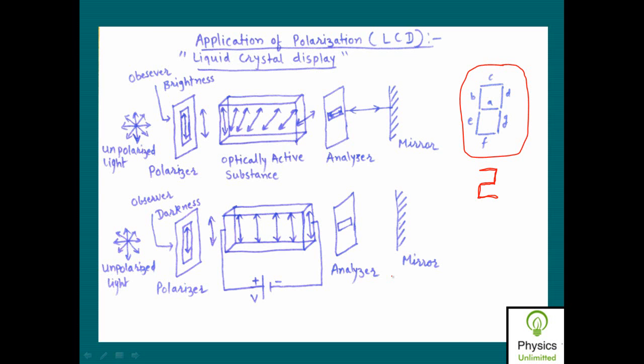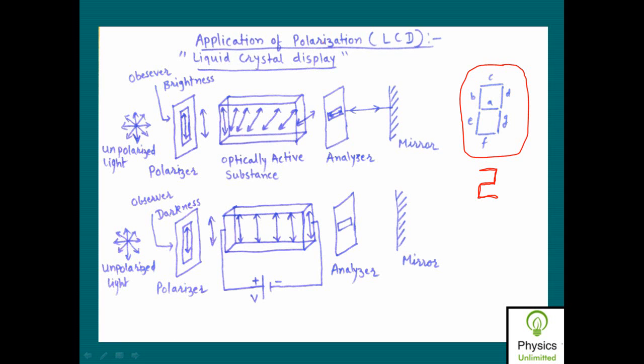If the optically active substance rotates the plane of incident vibration towards the right hand side or in a clockwise sense with respect to the observer, then it is called a dextrorotatory substance. And if the optically active substance rotates the plane of incident vibration towards the left hand or in an anti-clockwise sense, then it is called a levorotatory substance.